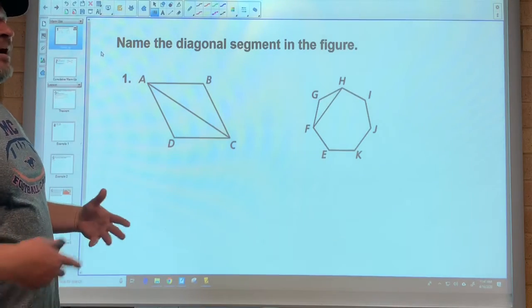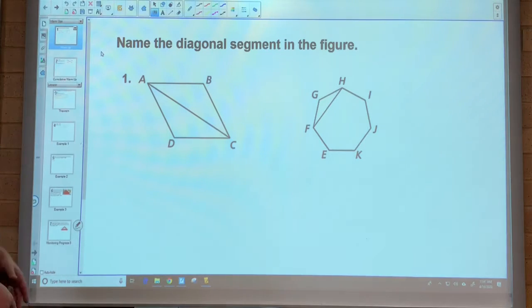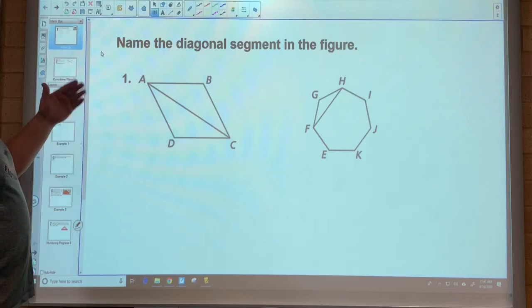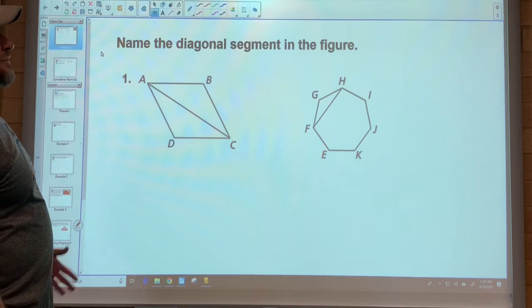Before we start lesson 12-3, we need to make sure that you understand a few ideas about diagonals and about some angles. So the next problem will deal with some angles. We're going to talk about these diagonals. It says, name the diagonal segment for each figure.